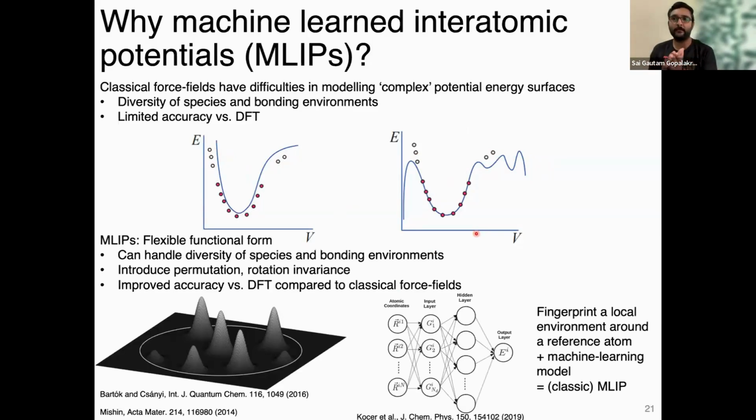How do MLIPs work? So you have atoms in a structure. You take an atom of reference, a central atom. You fingerprint the neighborhood of the central atom. So I'm representing that neighborhood by this two-dimensional projection here. You fingerprint that neighborhood and then feed that to a neural network or another similar architecture, and then you train that neural network to predict energies, forces, stresses, and so on. Right? So that's in a very simple, trivial sense how a machine learned interatomic potential works.